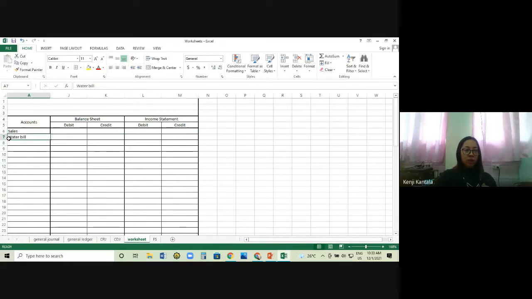And then another one, we have our water bill. This is an expense. So that is a utility expense. So ibig sabihin, lahat ng expenses natin, nagre-reflect din sa income statement natin. Diba? So ang nagre-reflect sa income statement natin, yung sales natin at saka cost of sales, pati yung mga operating expenses natin. So those are the accounts involved para makuha yung net income natin.